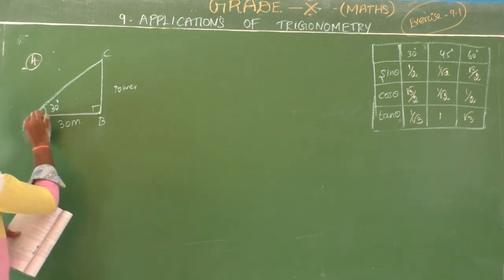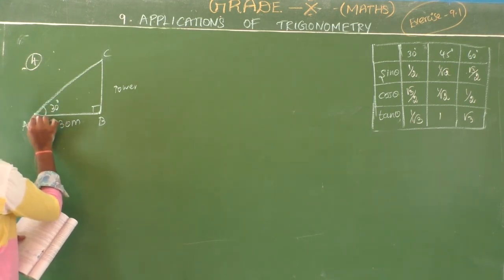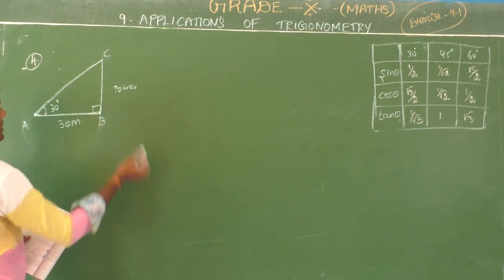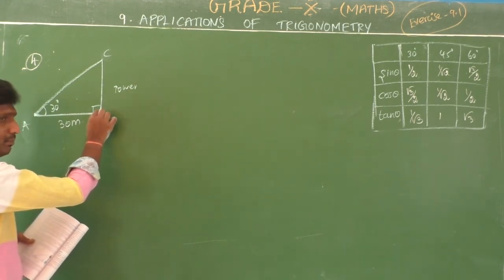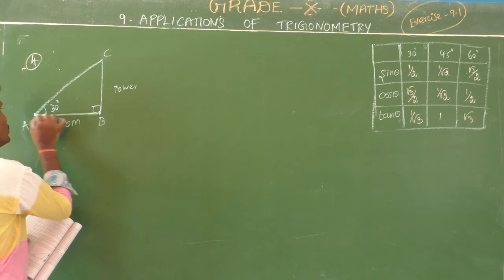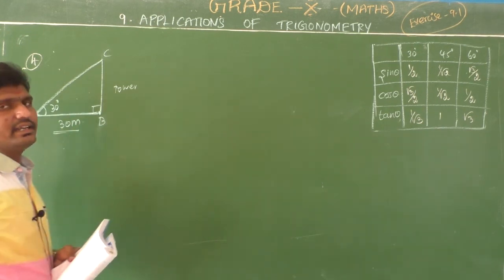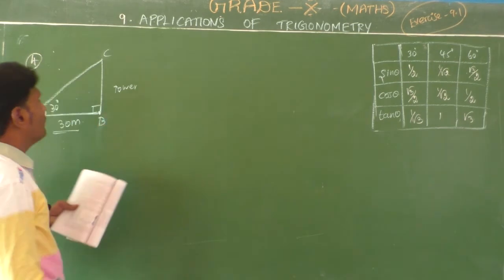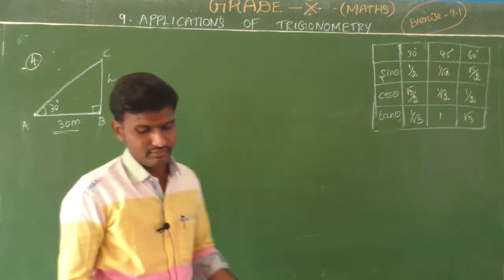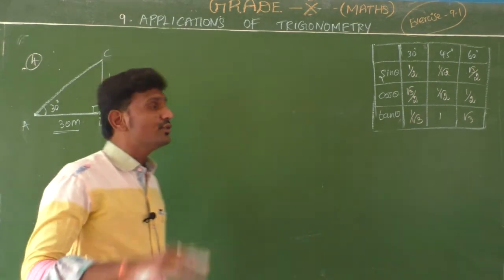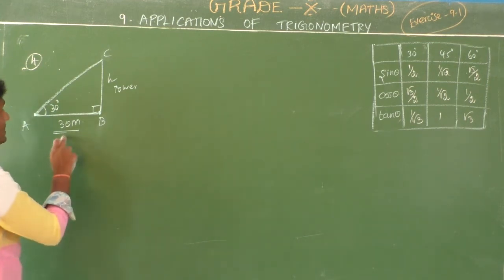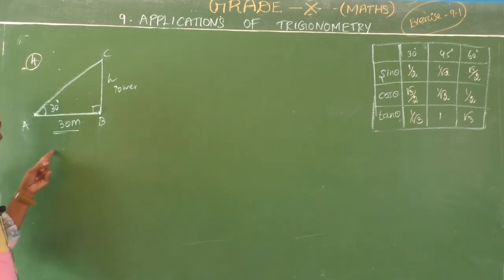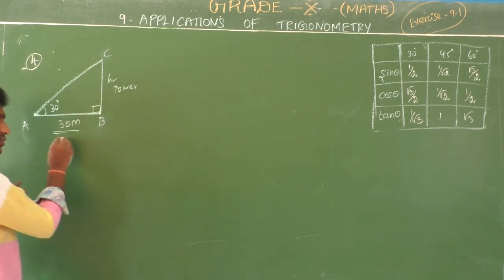Now I am going to take one point A which is 30 meter away from the foot of the tower. So this is the foot of the tower, point B. From B we take one point which is 30 meter away. Now we need to find the height of the tower. What are we going to find? The opposite side, that's the height. And this one is the adjacent side.